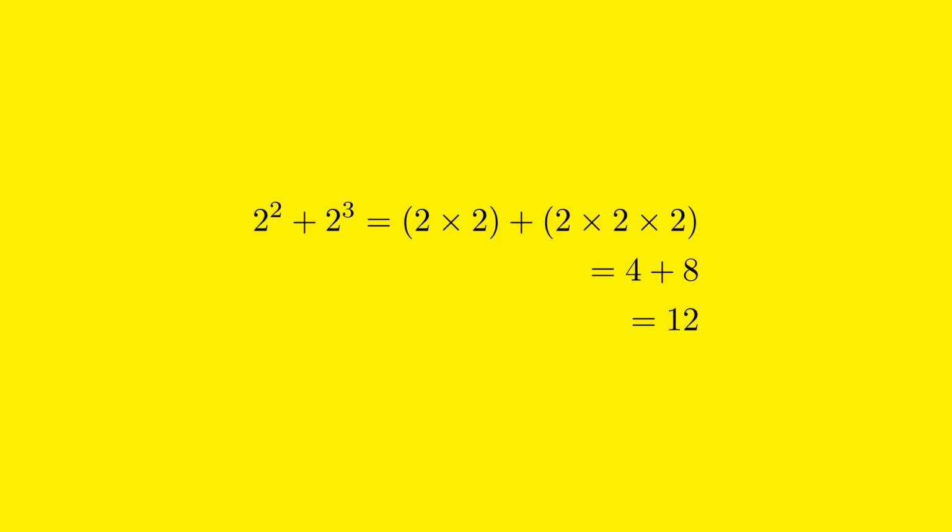Now we combine our results. We add the results from each part of the expression. This means 4 plus 8. Therefore, the expression 2 raised to the power of 2 plus 2 raised to the power of 3 simplifies to 4 plus 8.